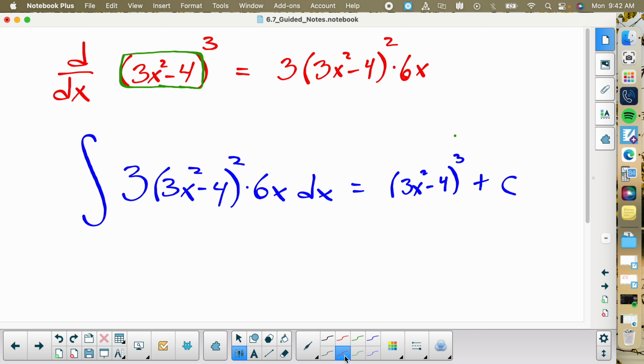What you are going to have to do is to be able to recognize when the derivative of something else is present along with it. You should be really good at derivatives in your head by now, and you should recognize that the derivative of this parentheses is 6x. And so we're going to do u substitution, where we say let u equal this. This would be du. And then if we do u substitution, we would technically be integrating 3u squared du, and then we can just use the power rule like normal, because we have a power on a single variable.